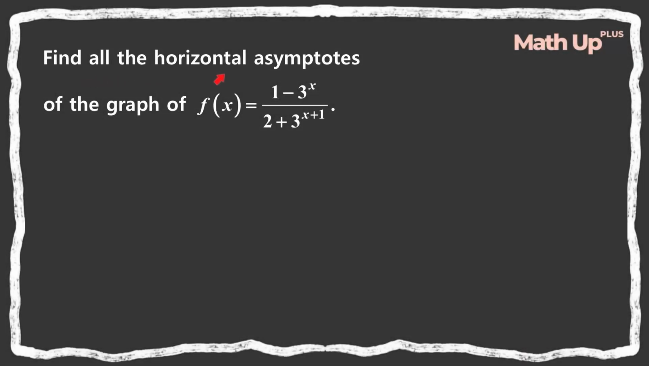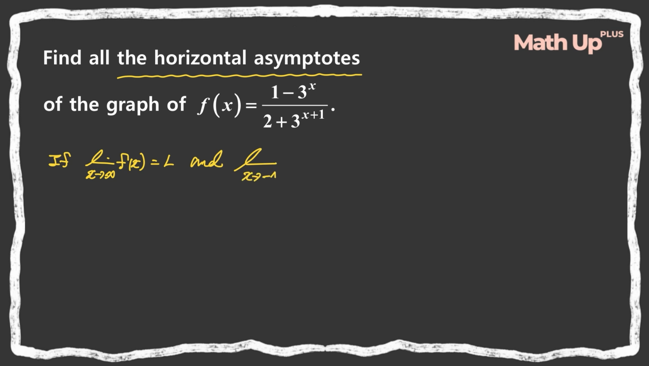Find all the horizontal asymptotes of the graph of f of x. The horizontal asymptotes have to do with the infinite limits, right? If the limit as x approaches infinity of f of x is equal to L, and the limit as x approaches negative infinity of f of x is equal to m, then the horizontal asymptotes of the function f of x are L and m, right?